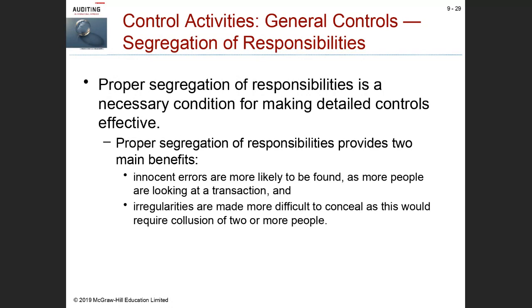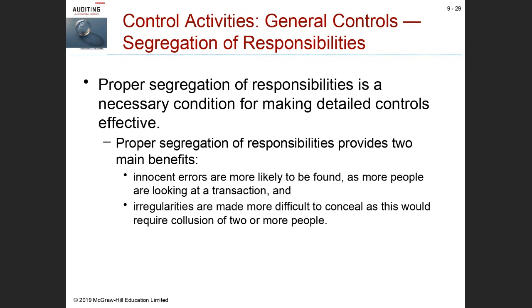A third very important general control is segregation of duties. You see the PowerPoint calls it segregation of responsibilities. Sometimes it's referred to as separation as opposed to segregation, a separation of responsibilities. What we're referring to here is that proper segregation of responsibilities is a necessary condition for making detailed controls effective. Proper segregation of responsibilities provides two main benefits.